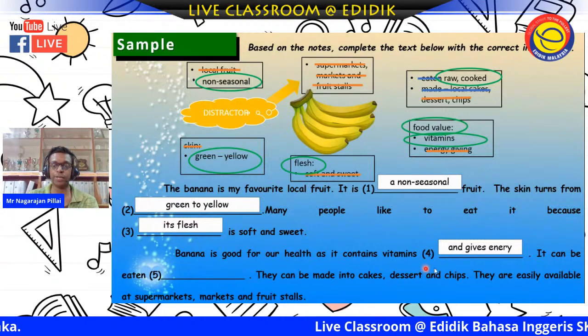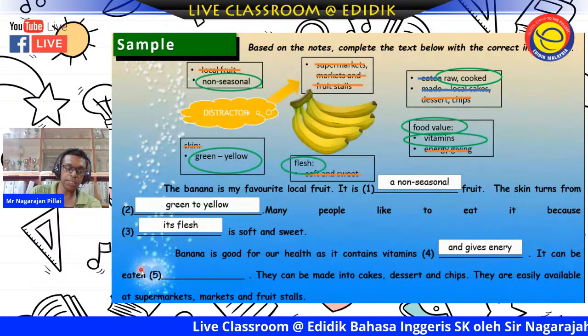Okay, let's do the last one. It can be eaten blank.